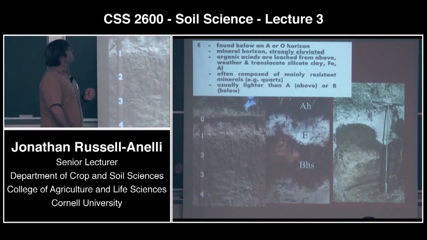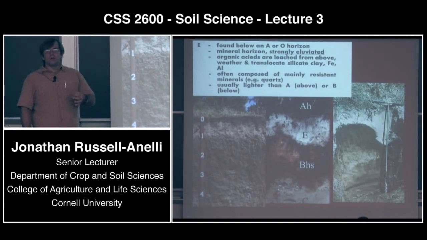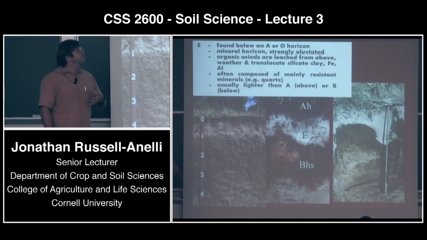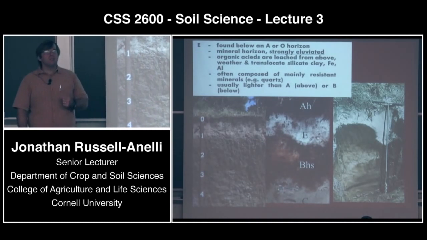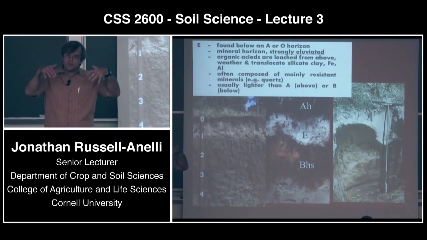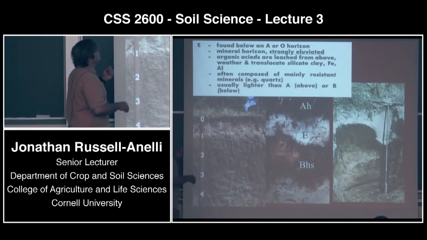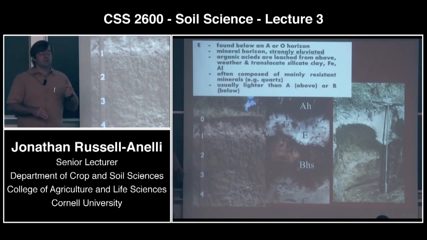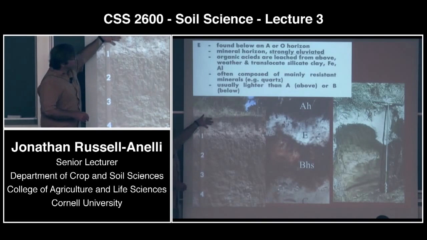Okay? It's fine. Sometimes it's found below the O, directly below an O, but it's usually found below an A, around here. Okay? It is a mineral horizon, and it is strongly eluviated. Okay? Eluviation means things that are stripping through it. Things are running through it, and it's being stripped. Okay? This is a translocation horizon. Organic acids are leached from above, and they can weather and strip this horizon.